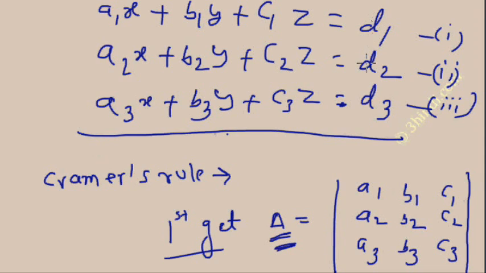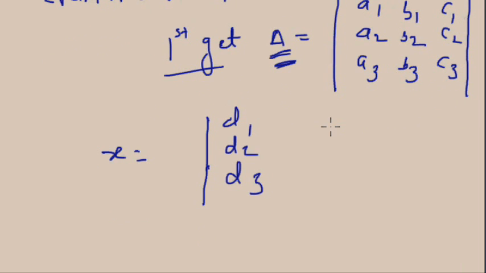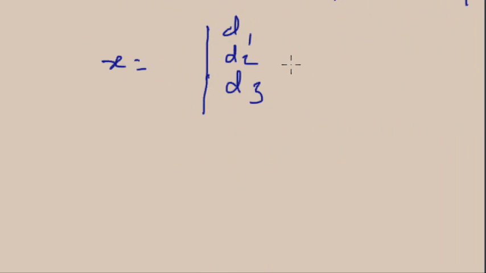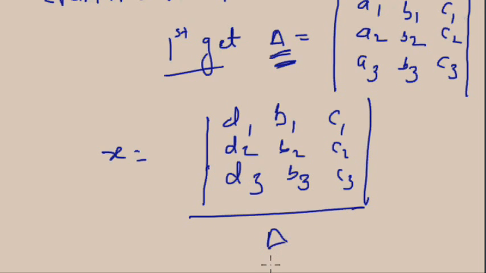You take this d1, d2, d3 from this equation and replace a1, a2, a3 with that constant. So what will be the determinant here is d1, d2, d3, and keep the other two columns the same: b1, b2, b3, c1, c2, c3, and divided by delta. Delta you have got earlier.